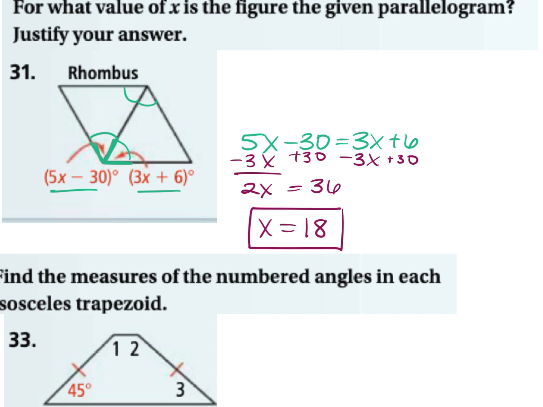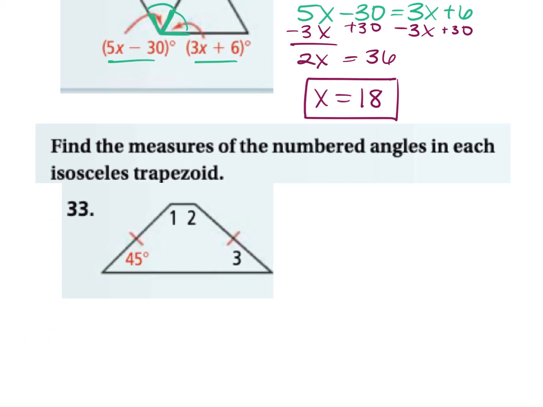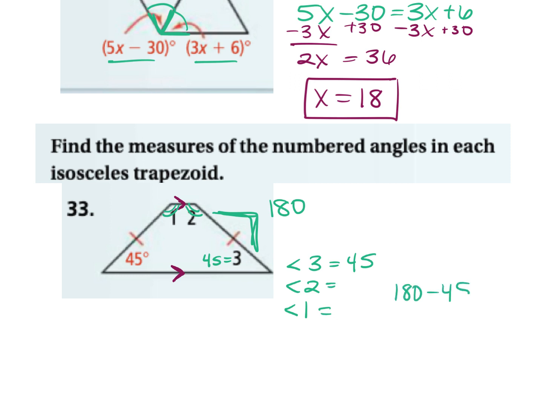What about a trapezoid? This is the trapezoid. Base angles are equal, so angle 3 is 45. These two are gonna add up to 180, and angles 1 and 2 are gonna be the same because base angles are congruent. Angle 2 and angle 1, which are the same, are 180 minus 45, which would be 135.